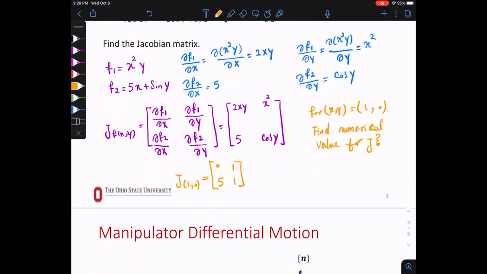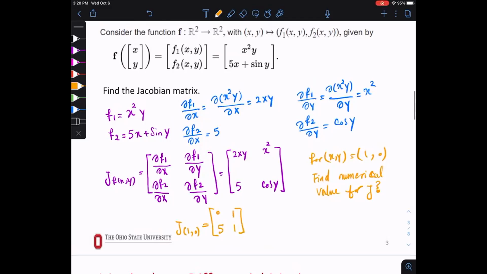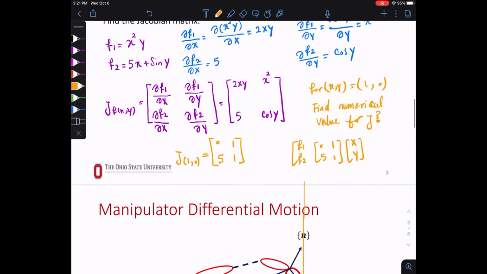So we can now say our output in x and y, right? So let's say I'm going to call it delta x, so it's x and y. Well, I'm going to say delta f would be this Jacobian, 5, 1, times our input in x and y, right? So I can even write it like this, F1 and F2. That's better. So since we have this information, for any changes in our input, we know what the output would look like.